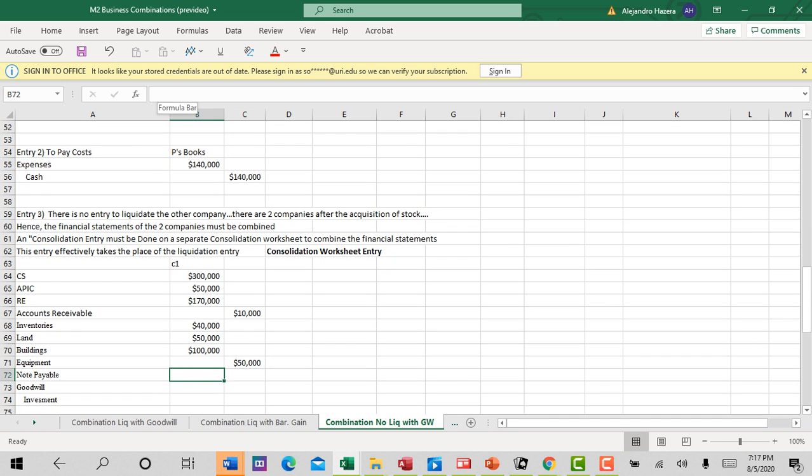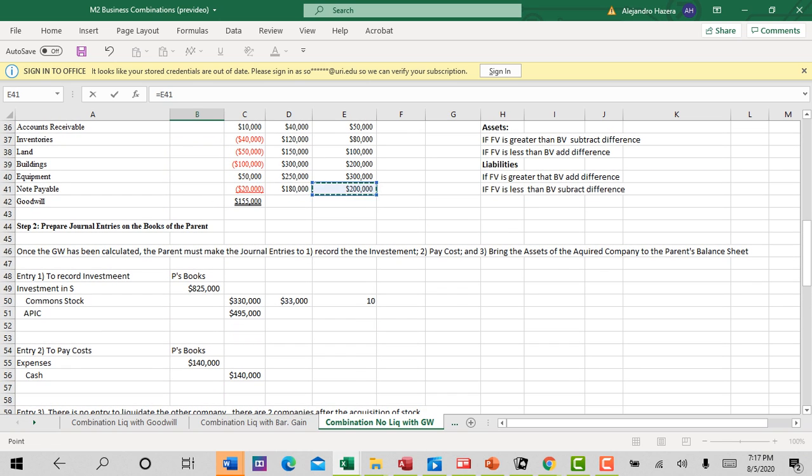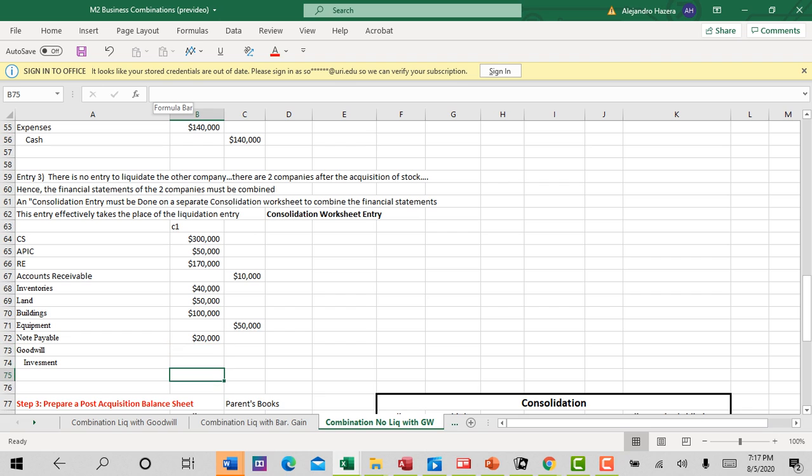Note payable was a write down of a liability, which means you're going to debit the liability. Liabilities go down. It was a write down of a liability, 180 versus 20. So we're going to put 20 into there. We're going to take out the absolute value of that. Okay, and if we add this entry up, we're going to end up with 730 on one side and 60,000 on the other.